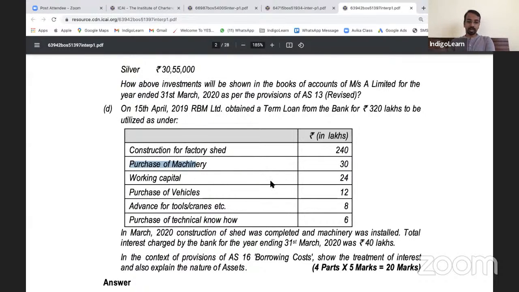Working capital is definitely not capitalized. Purchase of vehicles, again, ready for use, will not be capitalized. Advance for tools, cranes, and purchase of technical know-how. So, depending on whether you treat this as a qualifying asset or not, accordingly, you will categorize this as capitalization or not required to be capitalized, right? Purchase of technical know-how, already ready to use, right? So there is nothing to be capitalized in that context.